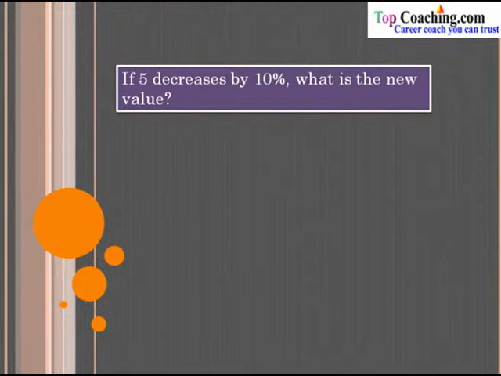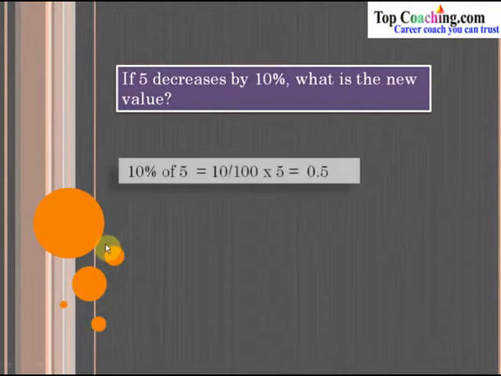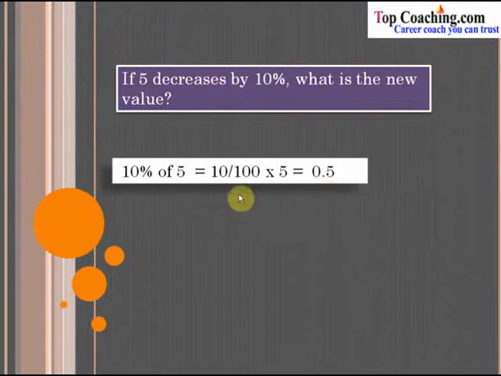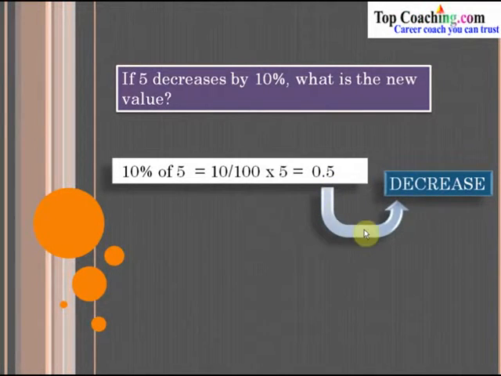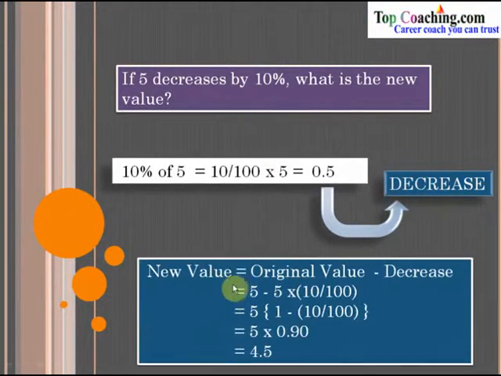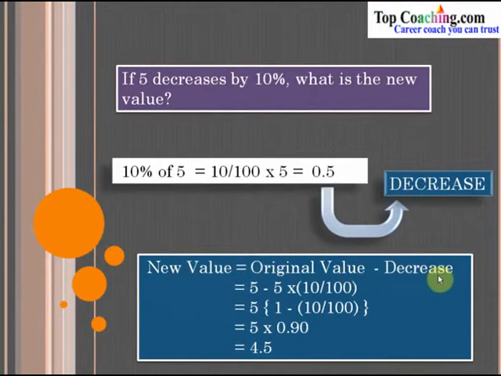If 5 decreases by 10%, what is the new value? Now we are going to decrease 5 by 10%, and we have to find out the new value. Then again, 10% of 5 is nothing but 10 by 100 into 5, which is equal to 0.5. Now this has to be decreased from 5. So the new value would be equal to original value minus the decrease. So 5 minus 5 into 10 by 100. This could be written as 5 into 1 minus 10 by 100. Now this expression is equal to 0.9. So 5 into 0.9 is equal to 4.5. Or this could also be written as 5 minus 0.5, which is also equal to 4.5. So the new value is equal to 4.5.